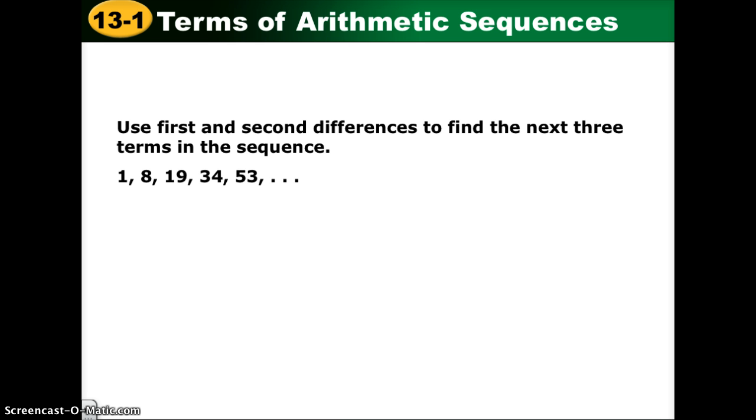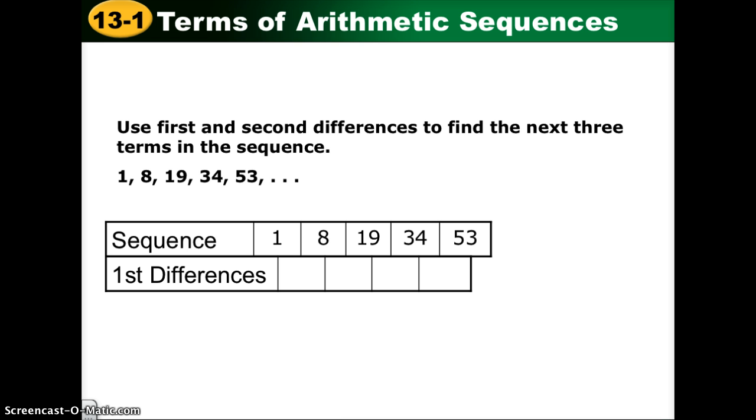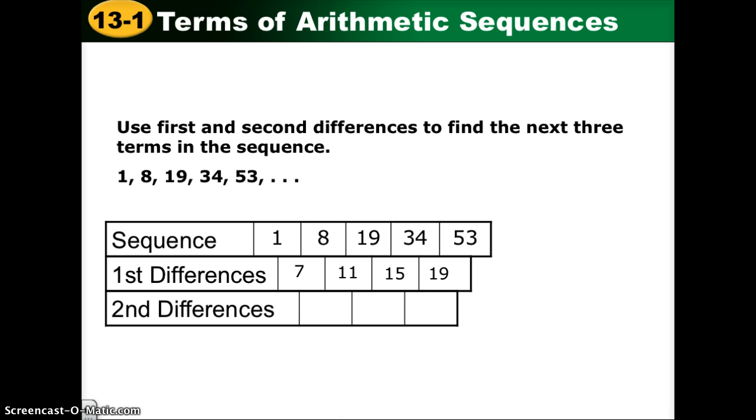Use first and second differences to find the next 3 terms in the sequence. So we start with our sequence and our first differences. It'll be 7, 11, 15, and 19. Now we're looking for what's the pattern in those. When we break it down further, we notice each one of those is increasing by 4.